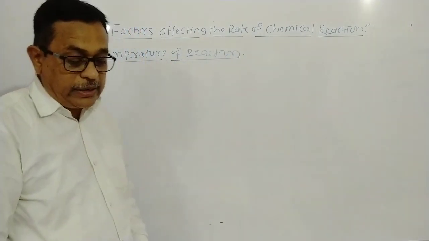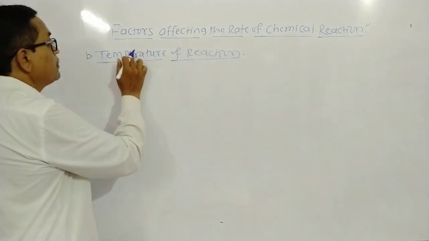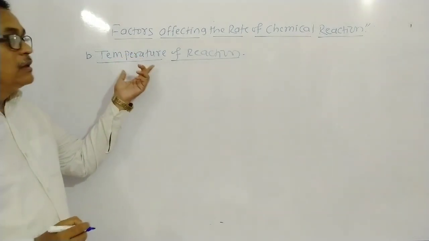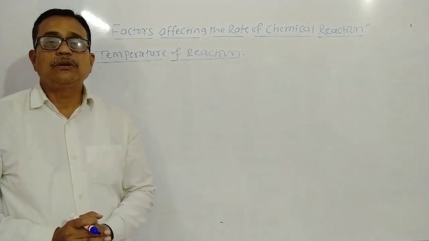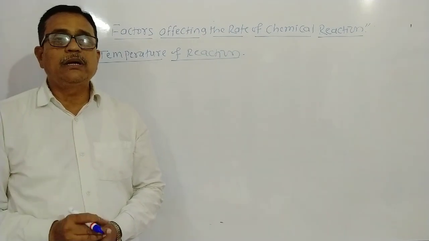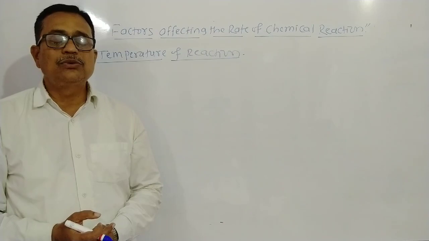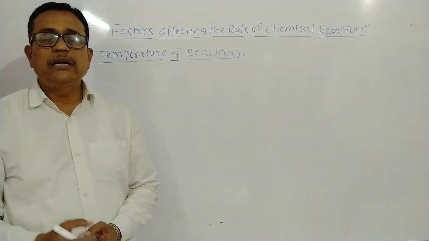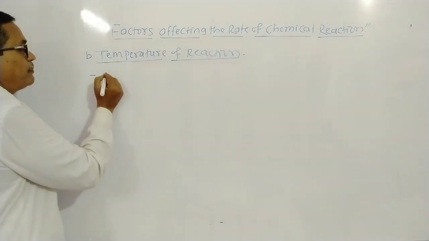You know how we indicate the temperature of reaction. Temperature of reaction affects the rate of chemical reaction. If you give heat to any reactants in a chemical reaction, then the speed of chemical reaction increases due to the heat. If the temperature of reaction increases, then the rate of chemical reaction increases. Look here, one important point.